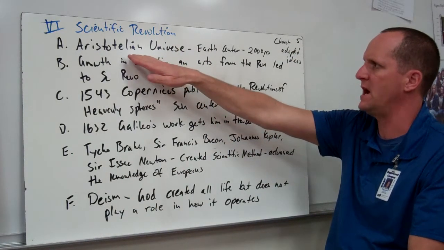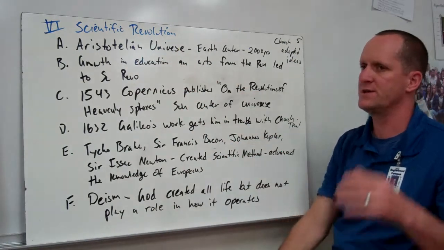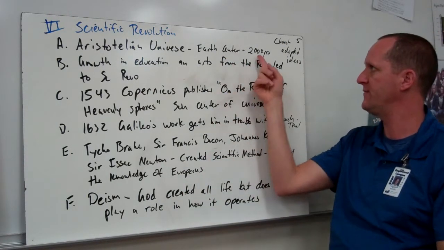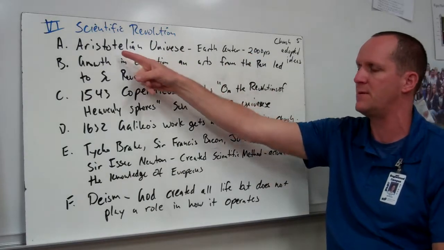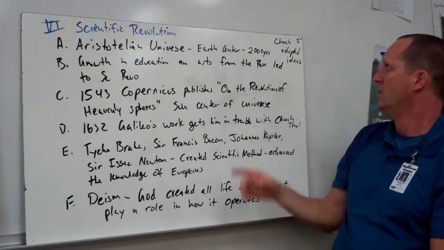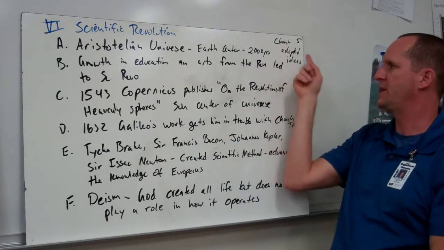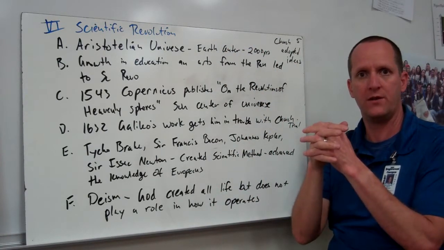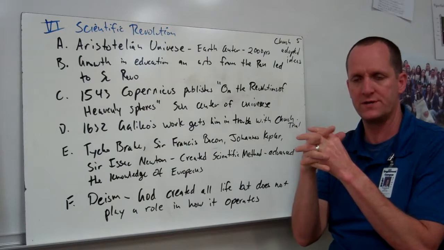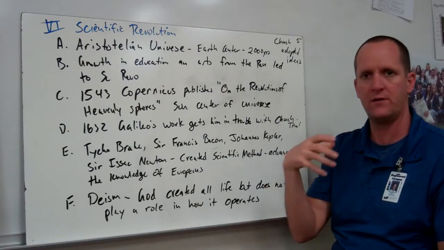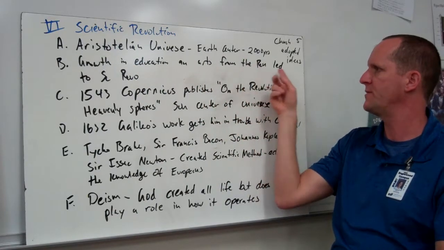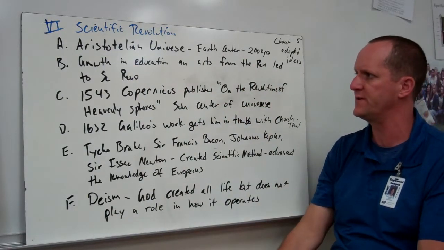Now, up until this time, most people believed in the Aristotelian universe. Earth was the center of the universe. Now, they believed this for 2,000 years, since the time of Aristotle. The church adopted Aristotle's ideas because it placed man and the earth at the center of the universe, which is what they believed, and reinforced their ideas. Now, growth in education, arts from the Renaissance led to the scientific revolution.